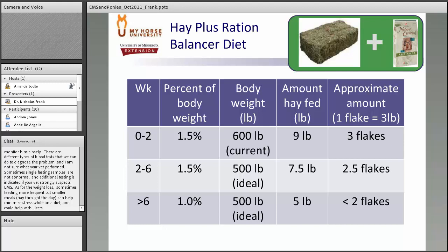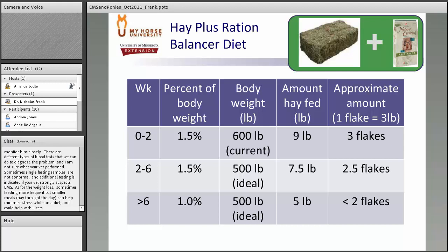Not a great deal of hay, but this is appropriate for the caloric needs of most ponies, particularly the pony that's obese and not exercising. With time then, if we're not seeing a response when we place the animal on that type of diet, if the animal's not losing weight, we need to go down to 1.5% of ideal body weight. And if that ideal body weight is 100 pounds lighter, that would be 500 pounds, would be about 7.5 pounds of hay, which is about 2.5 or so of the flakes of hay.